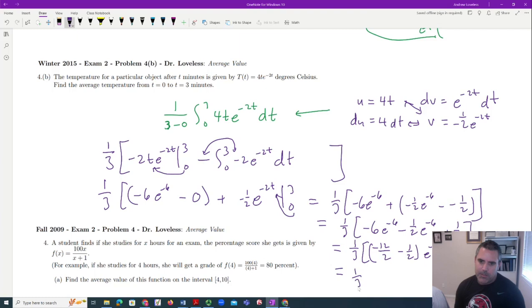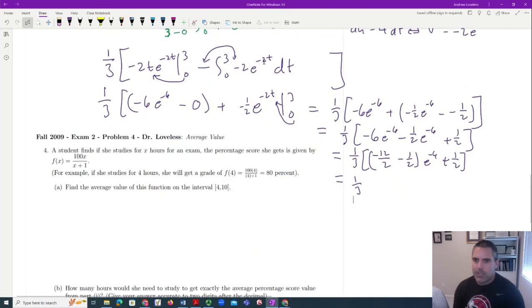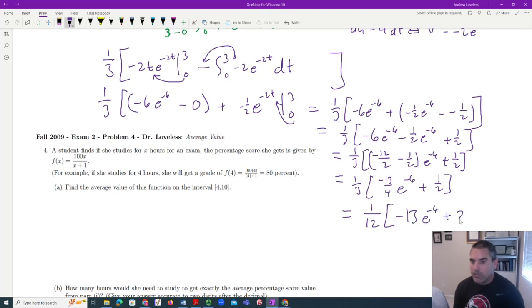Let's do it in 2 steps. If I was doing this myself, I might have skipped a step there, but I don't want to do something too quickly. Negative 6 plus a half. And then actually, an online calculator would factor out the 4 because it's going to look prettier. So this would be 1/12 times negative 13 e to the negative 6 plus 2. I factored out a 4. So many ways you could write it. I'm happy with any of these.